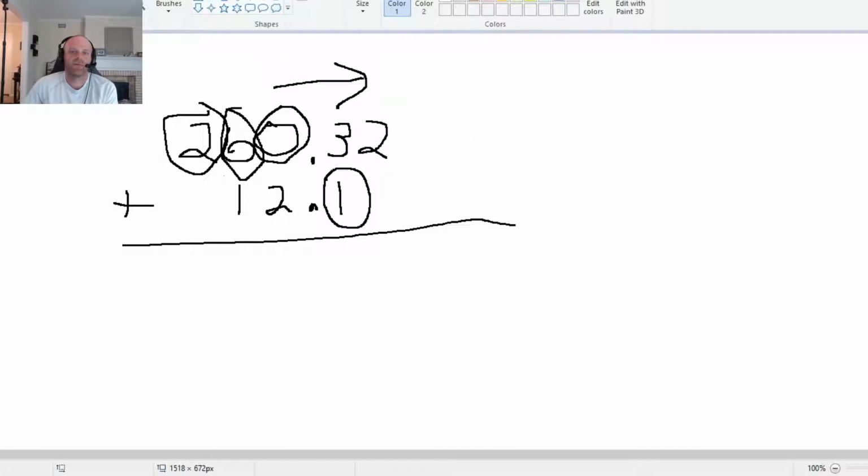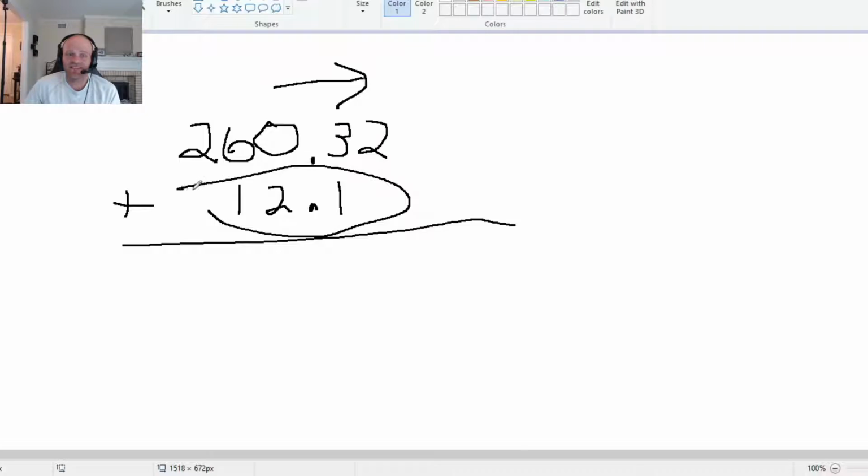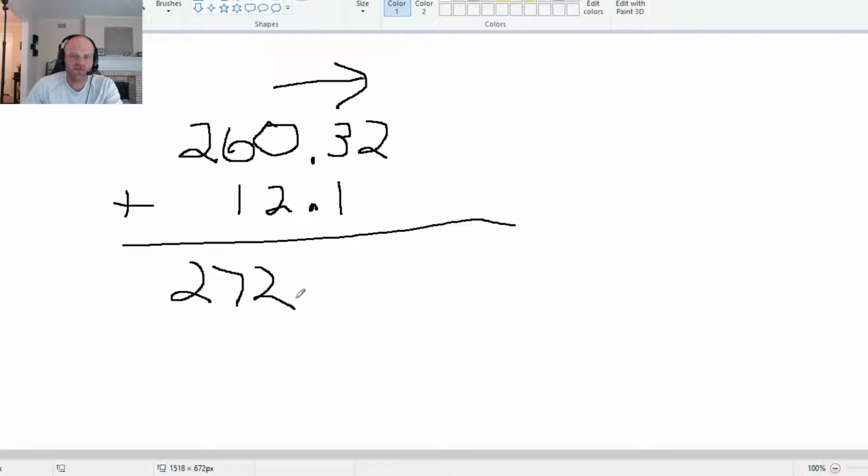Let me take all of those off. So for this one, I have to stop at the tenth place. So my final answer will be to the tenth value. The final answer would be 272.4. I stop here because that's where this one stopped. If there was another one up here that was just 11 and had no decimal, I would have to stop there at the tens place.